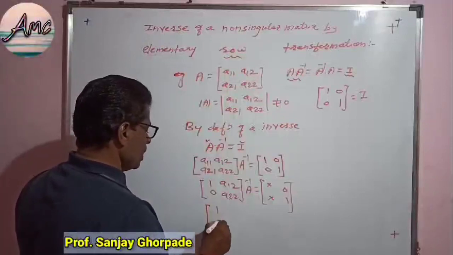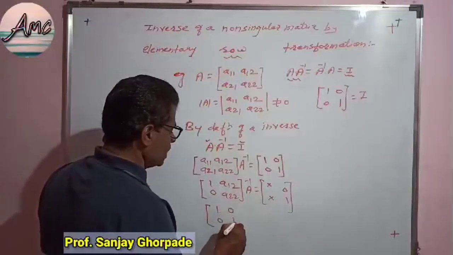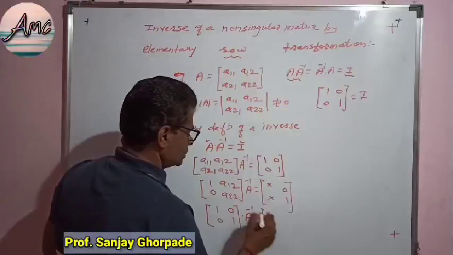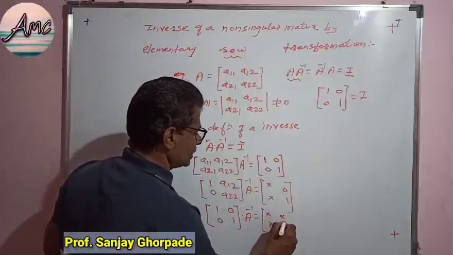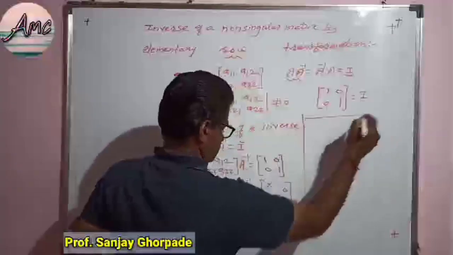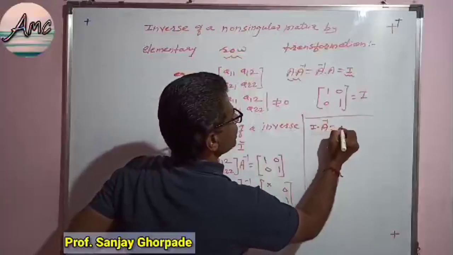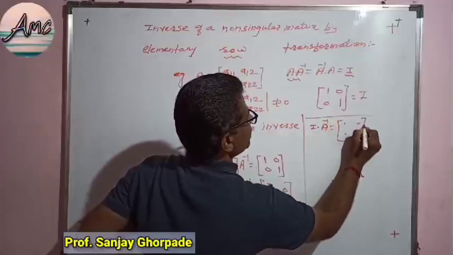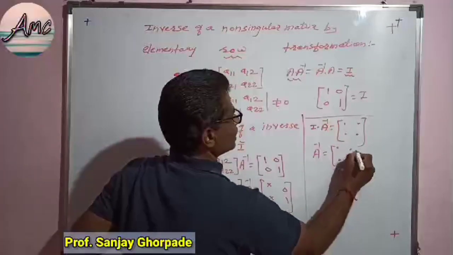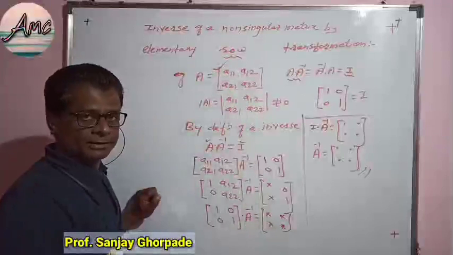After converting the first column of the given matrix to 1, 0, in the next step you have to convert the second column of the matrix A into 0, 1. Again, the same operation you have to apply on the right hand side matrix. Now this is nothing but the identity matrix into A inverse equal to some matrix here. Identity matrix into A inverse is A inverse, equal to this matrix. So the right hand side matrix is known as the inverse of the given matrix.